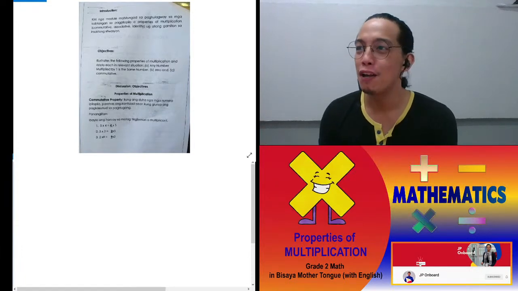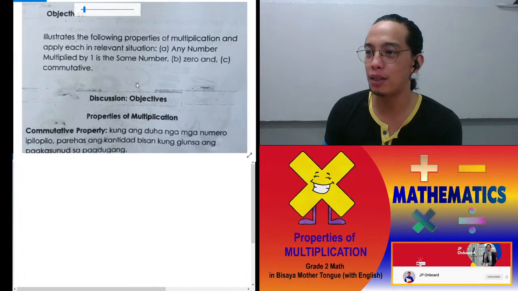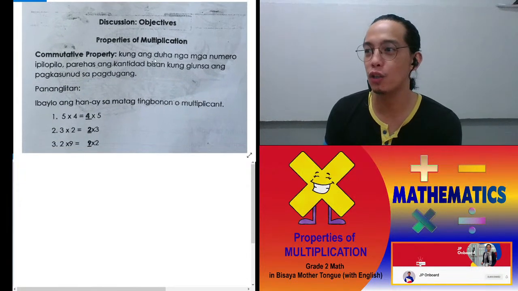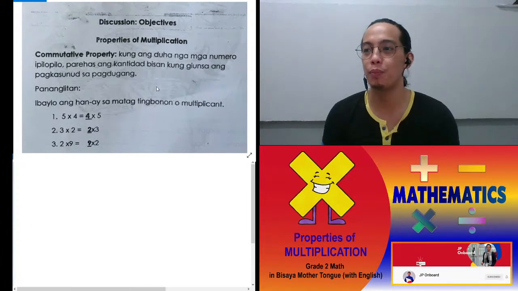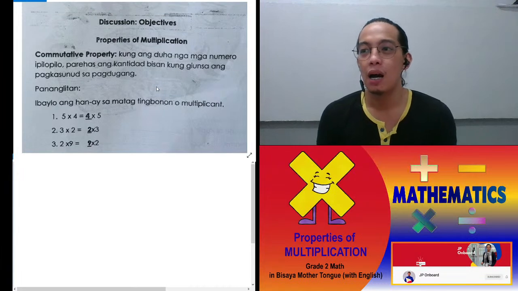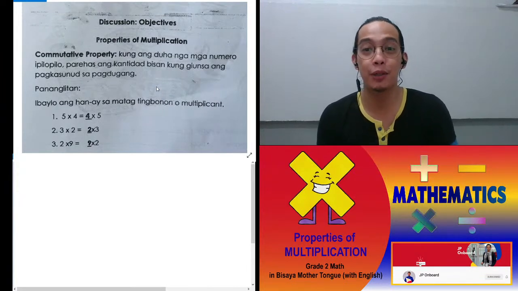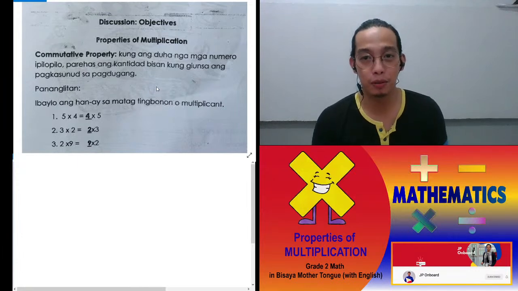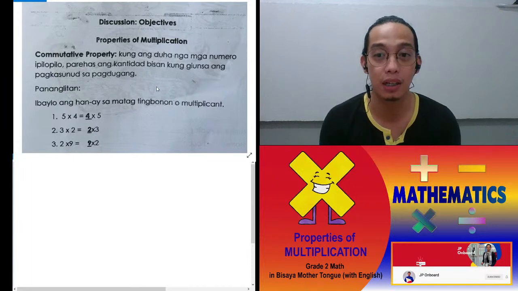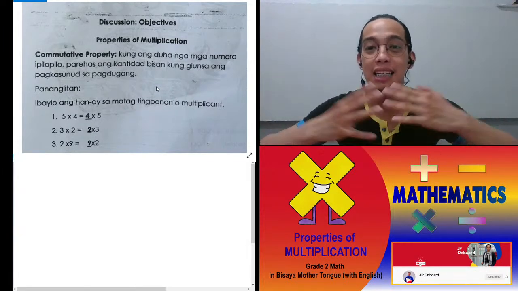Let's review. The first one is the commutative property of multiplication. Commutative, atong balikon. Kung ang duha nga mga numero ipilo-pilo, parehas ang kandidat, bisan kung giunsa ang pagkasunod. Okay? Commutative property tells us that two numbers multiplied to each other, regardless of arrangement, yields the same result.